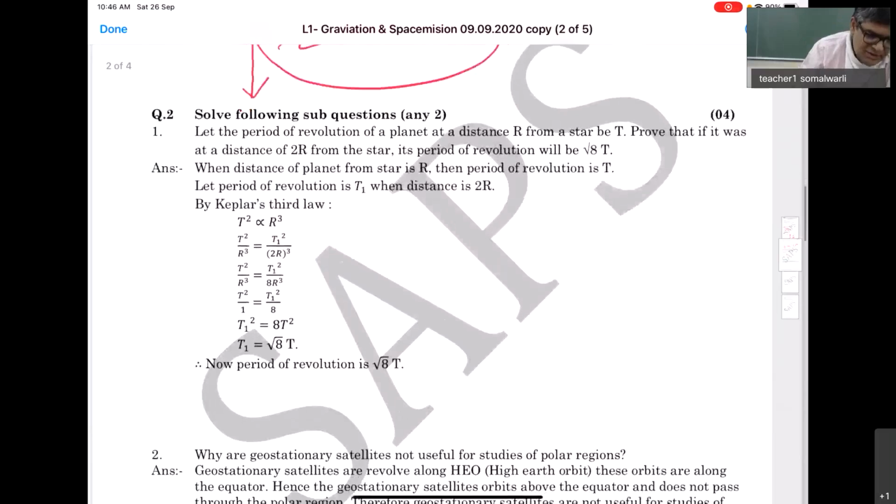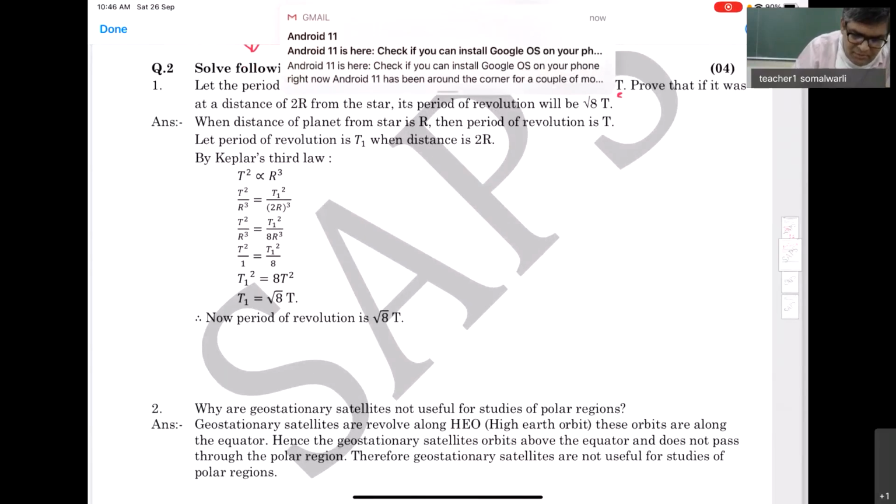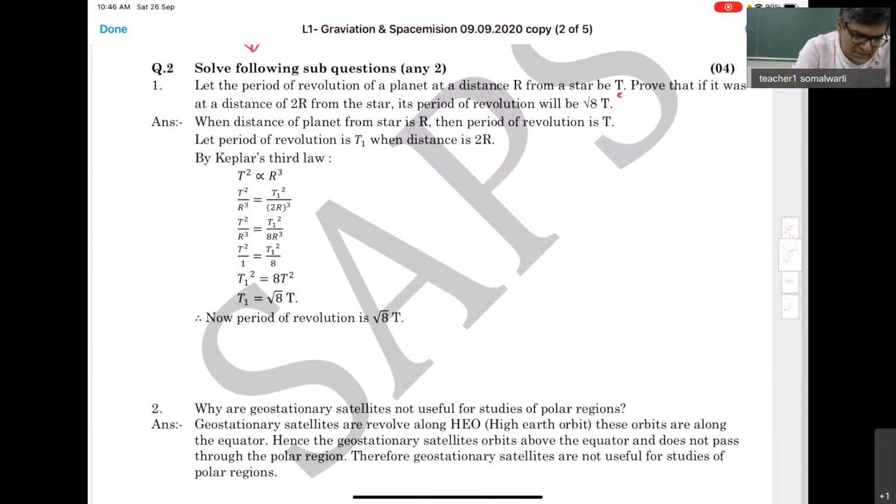Let's move towards the next question. Now it is question number 2. Solve the following sub questions. So first sub question in question number 2. Let the period of revolution of a planet at a distance r from a star be capital T, and prove that if it was at a distance of 2r from the star, its period of revolution will be root 8 T. So this is what we have got to prove.